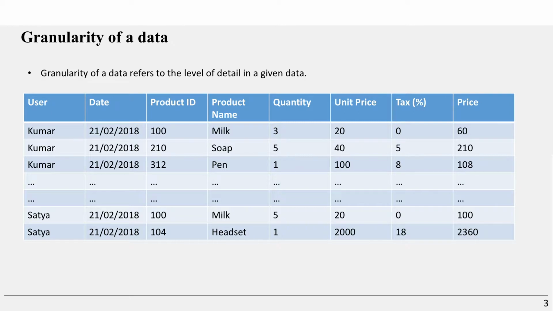For a single customer, multiple records will be stored based on how many products they buy. If a customer has bought 10 products, the system will insert 10 records or 10 rows to the database. Likewise, for every purchase from a single customer, data will be available at product or item level, which is called the granularity of data.